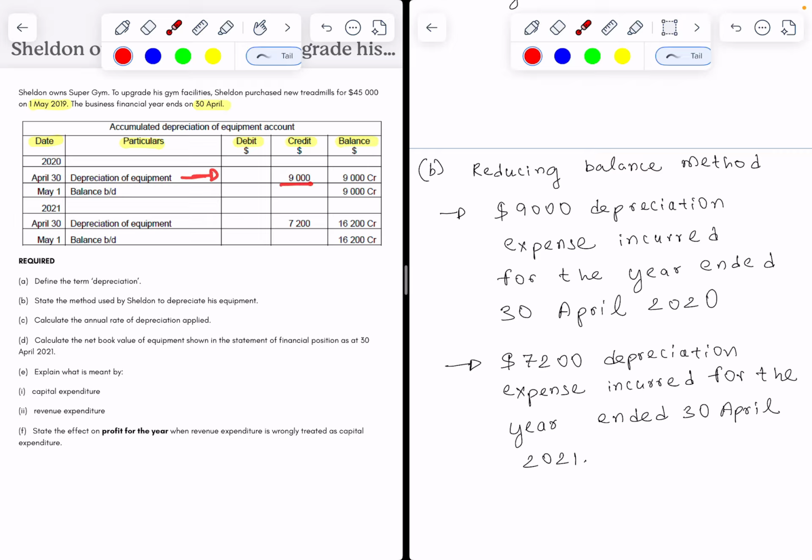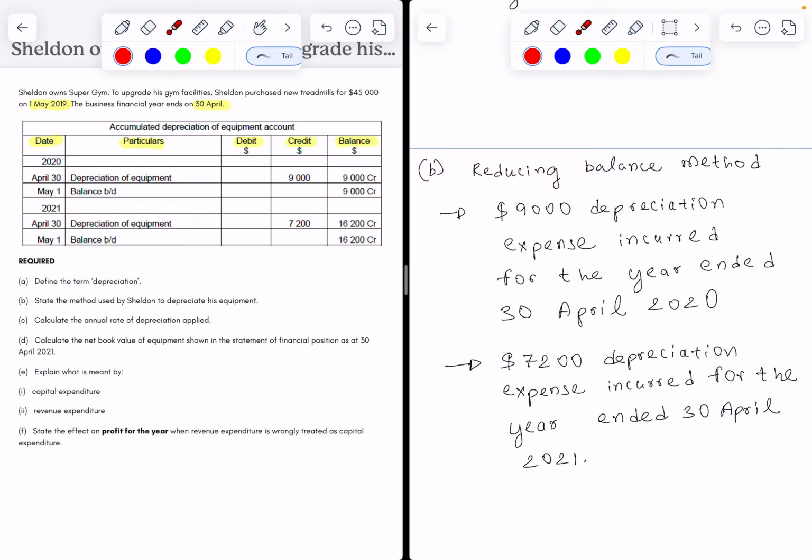And then when you move to the second financial year, which would have started on 1 May 2020 and ended on 30 April 2021, there is additional depreciation expense incurred of $7,200. Now, when you look into these numbers, you can clearly see that the depreciation expense is going down as we move from the first year to the second year.